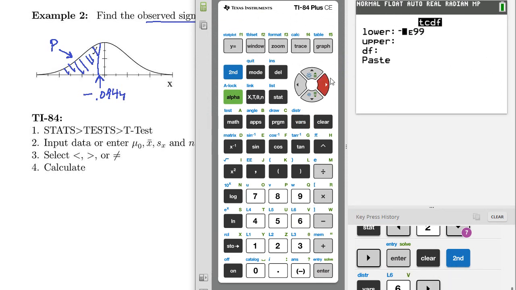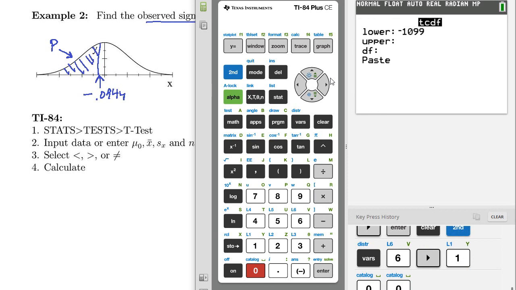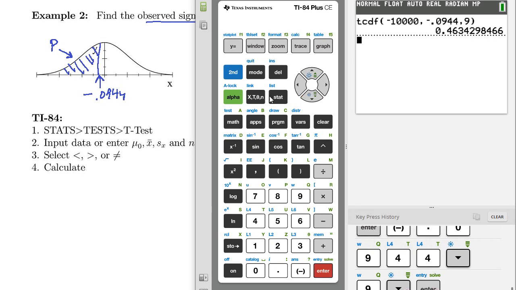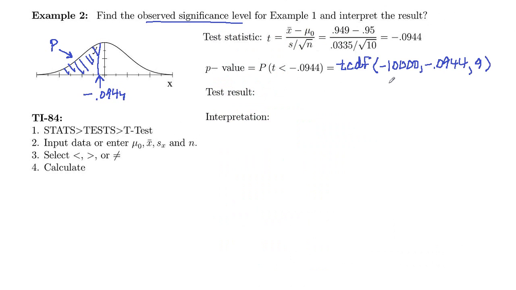So our lower here, negative 10,000. Our upper, negative 0.0944. Degrees of freedom were 9. Paste it, enter. 0.4634. And that's the same thing that we got using the stat function, the t-test function.